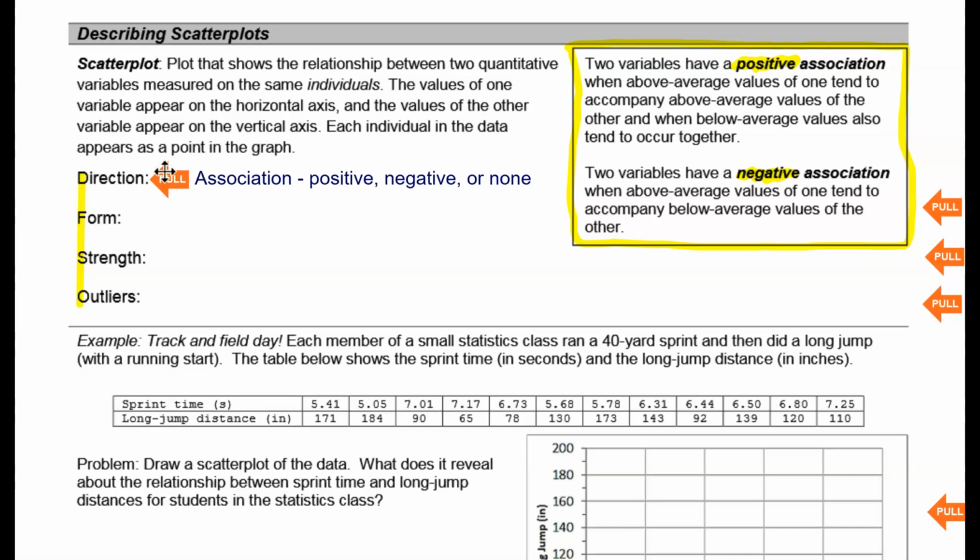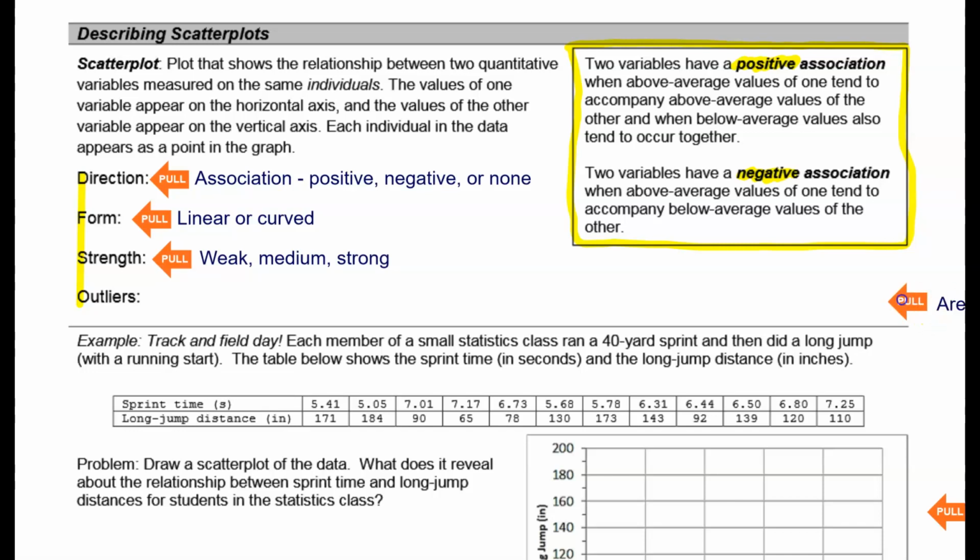In terms of direction, we'll describe direction in terms of association. That'll either be positive, negative, or none. In terms of form, we'll focus on 2. We'll either say that our data has a linear relationship or a curved relationship. In terms of strength, we'll have a descriptor like weak, medium, or strong. And as we get further into this lesson, we will try to quantify the strength of linear relationships so that we're not so subjective with the terms weak, medium, and strong.